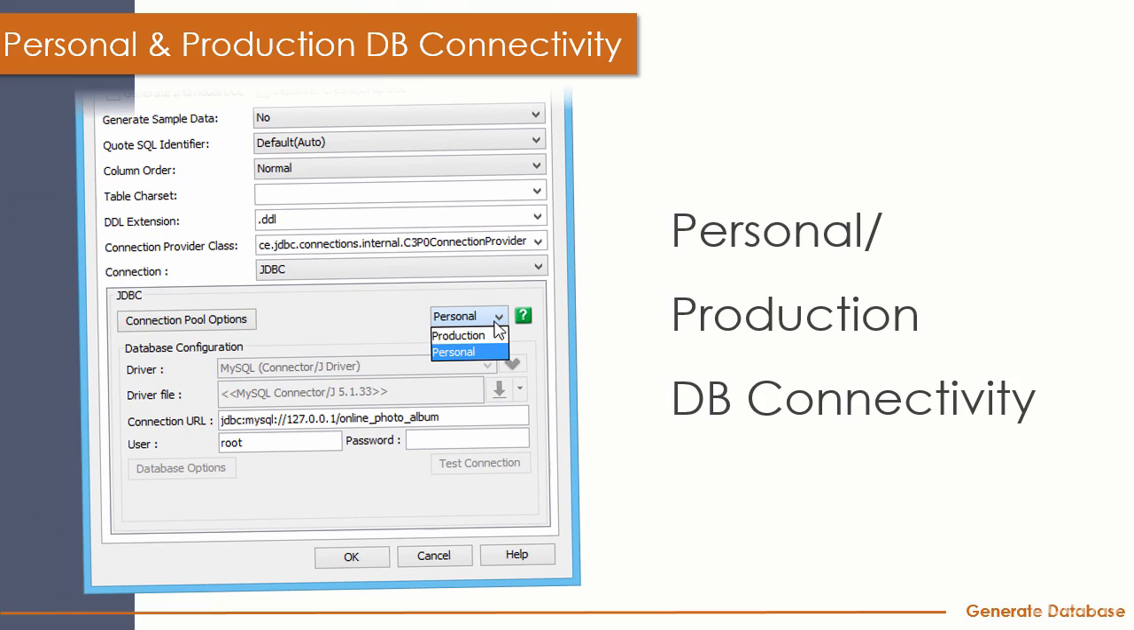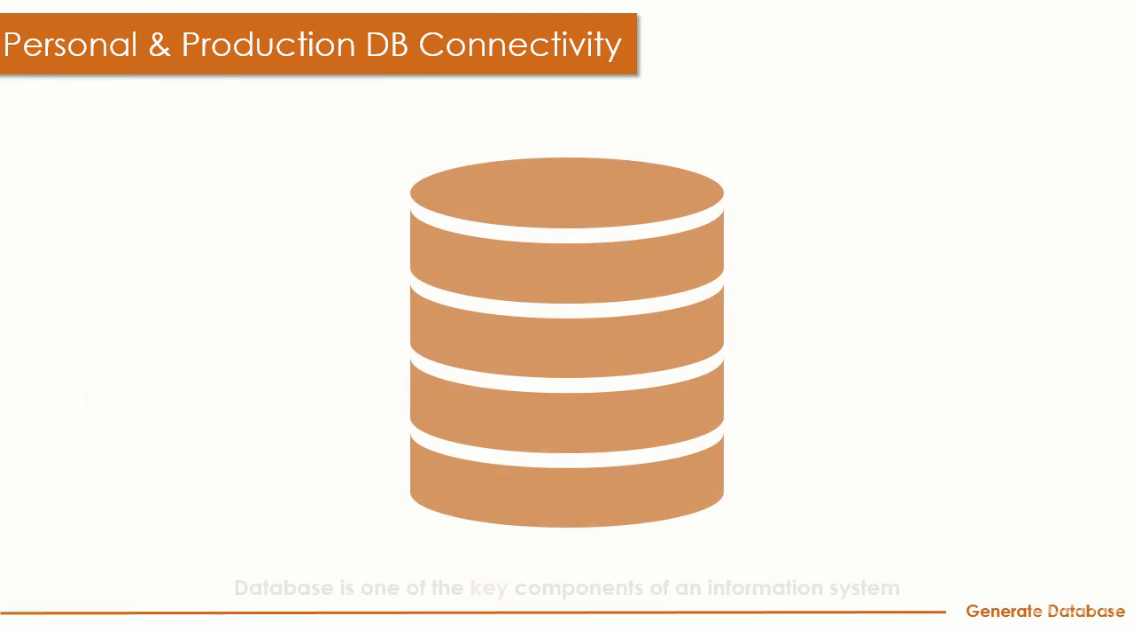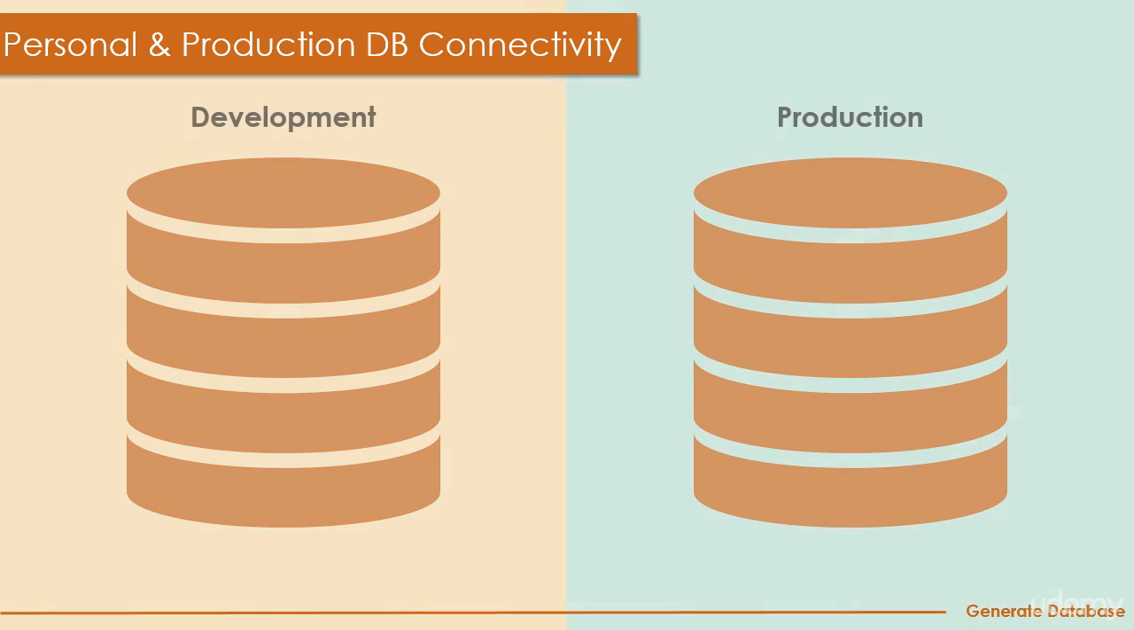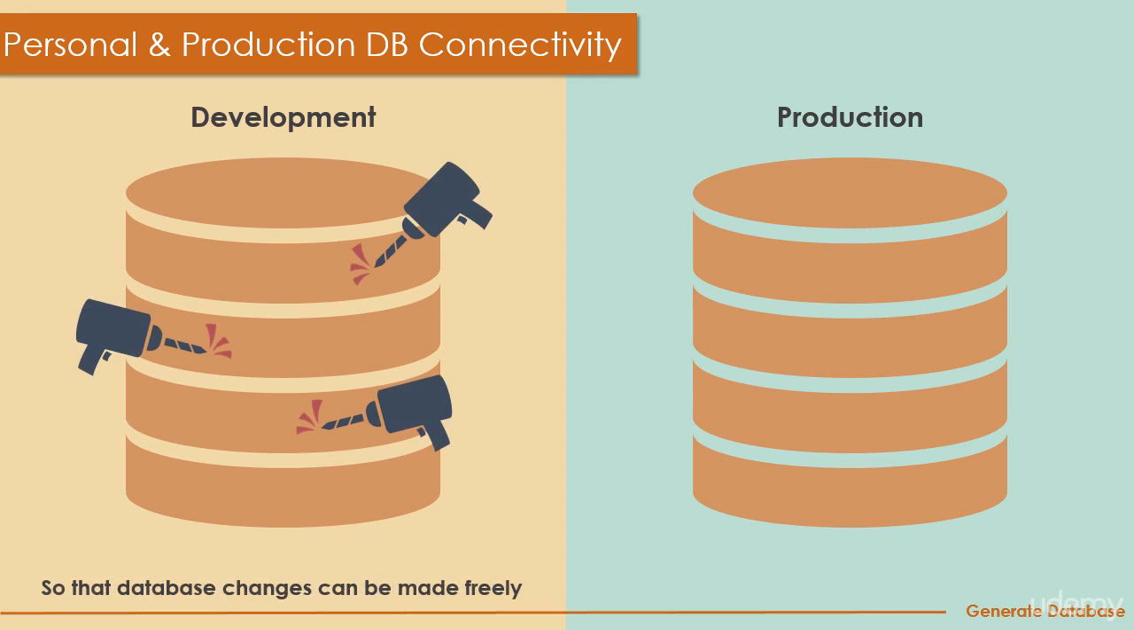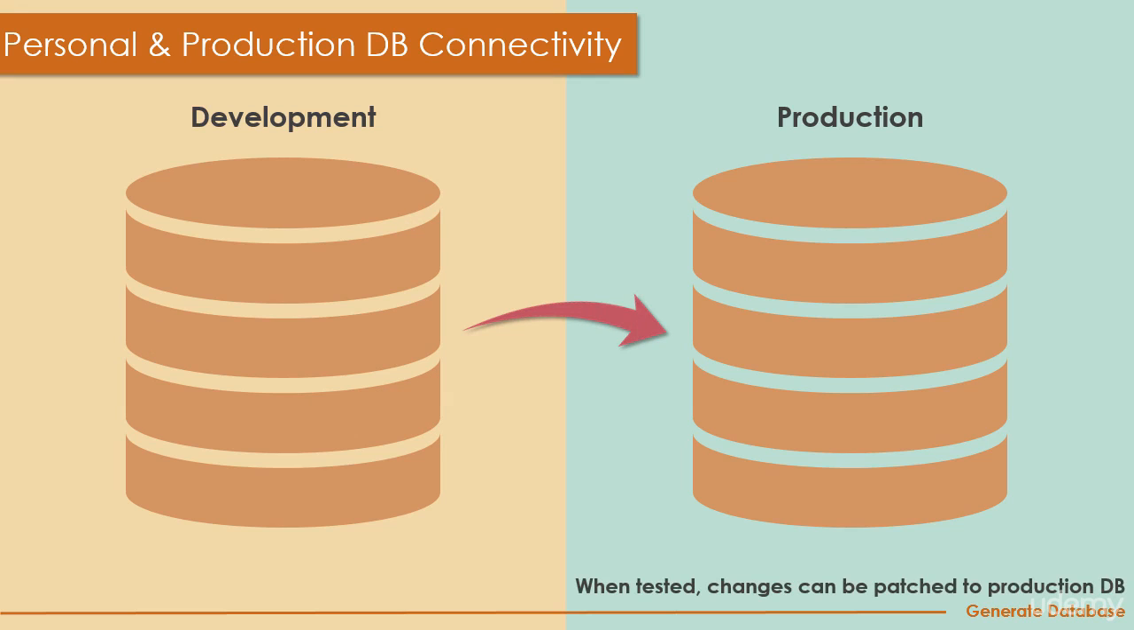Now we move on to a very interesting topic: personal and production database connectivity. Database, as we mentioned before, is the key component of an information system. You store all the long-term data in the database. Typically, you will have two databases. One is the development database, and the other is the production database. To keep the system stable, your team needs to work on the development rather than on the production. Otherwise, some mistakes will damage the users immediately. So you will do the work on development, make changes and revert your changes. After you test all the changes, you will put your development into production.